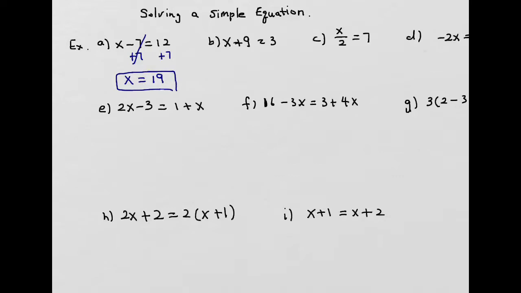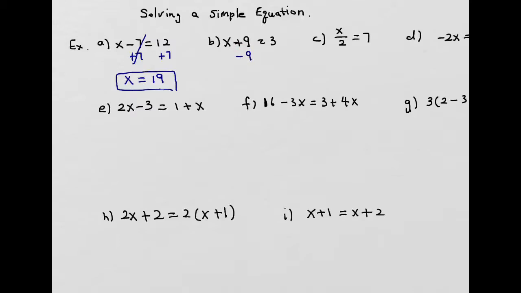Let's look at the other one. So again, we want to solve for x. And x plus 9 equals 3. What can x be, right? So don't think about it. Remember what I mentioned. You want to solve for x. You want to isolate x. It means you need to get rid of plus 9, right? So you want to subtract 9.